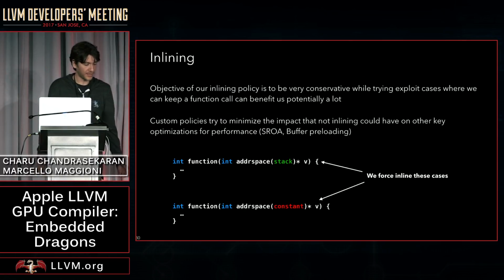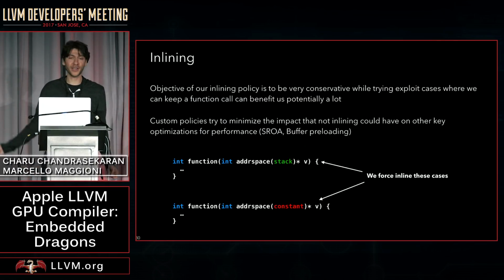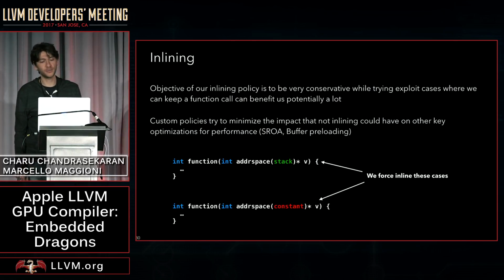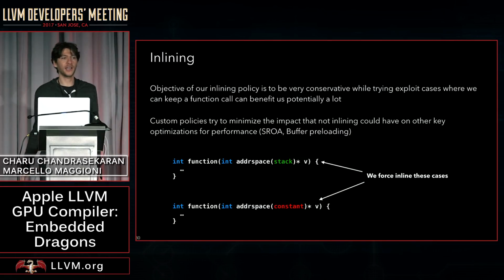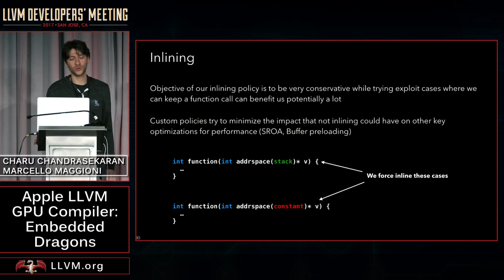So here is an example of what I was talking about. So memory accesses to the stack. If you escape the pointer, SROA cannot do its job of removing stack accesses. So we want to avoid escaping those, and we also want to avoid these constant pointers because we have this optimization called buffer preloading, or also uniform hoisting, that I'm going to talk about later. And we can oftentimes remove these memory accesses. So we want to make sure that those are inlined.